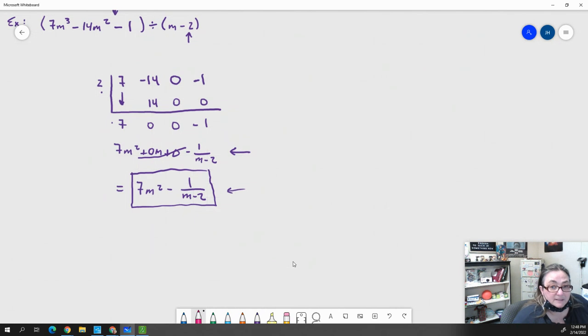Let's look at x cubed. I was looking for something that had something in front of the x cubed, but let's look at 8x cubed plus 2x squared minus 4x minus 3 divided by x minus 1.